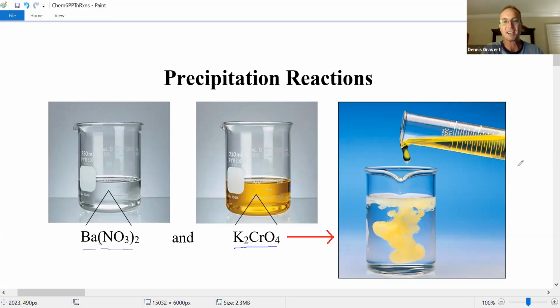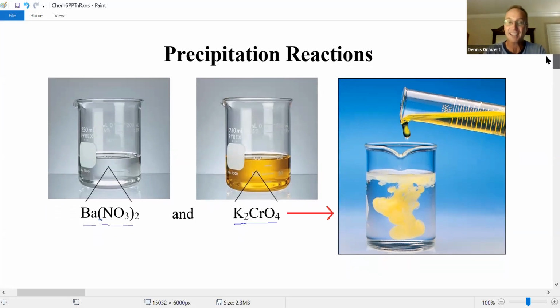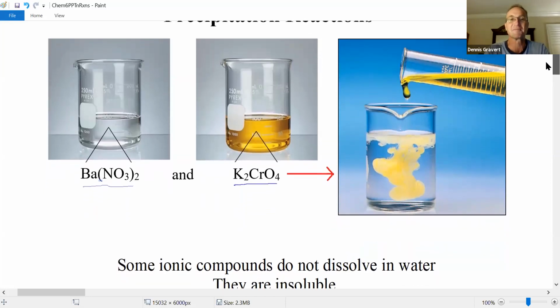So what's going on here? Well, it turns out that barium and chromate form a very strong ionic bond, and water can't separate that easily. So the barium is a +2 cation, chromate is a -2. That has something to do with it. They form a tight ionic bond and it doesn't dissolve in water. So it precipitates out. That is a precipitation reaction.